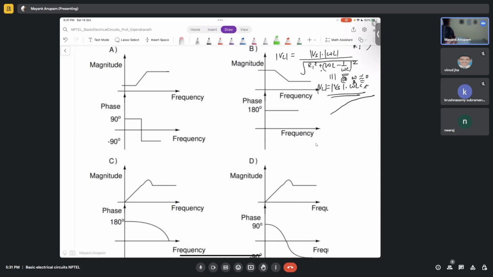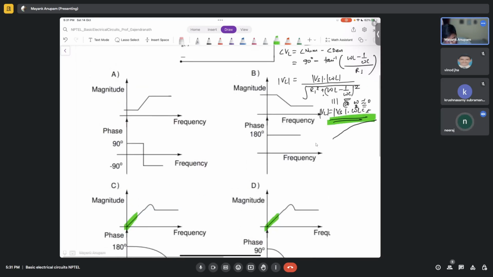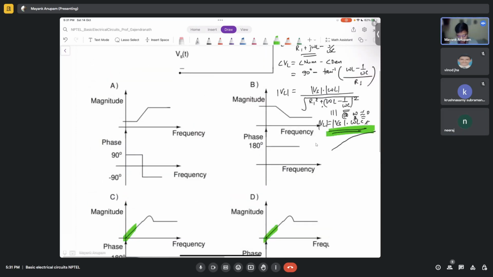At very low frequency, it should keep on increasing, right? At very low frequency, it should increase the magnitude at least. Okay? At very high frequencies, what should happen? You please understand that at very high frequencies, 1 over omega C will be very less, right? Omega L will dominate.